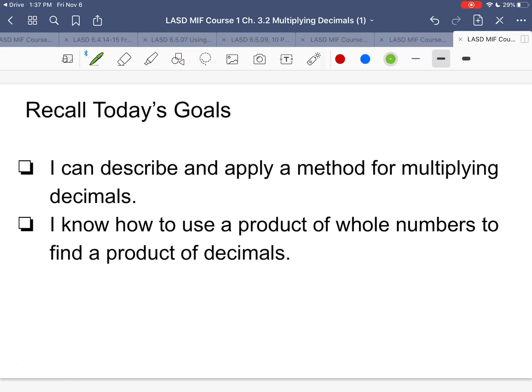So after this, you should be able to describe 3 ways: a number line, an area model, and multiplying whole numbers, to apply a method for multiplying decimals. And you should know how to use a product of whole numbers and then put in the decimal place at the end to find a product of decimals. And that's the end of today's lesson.